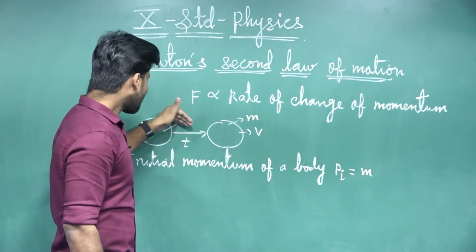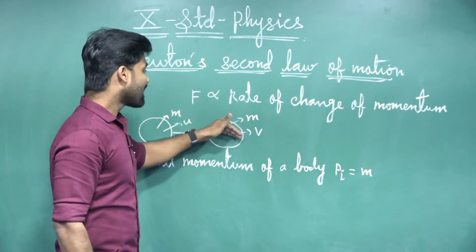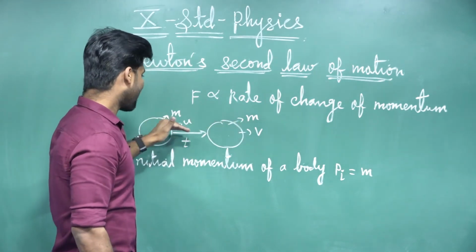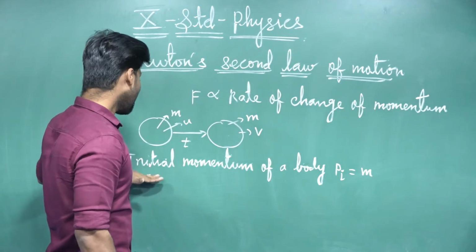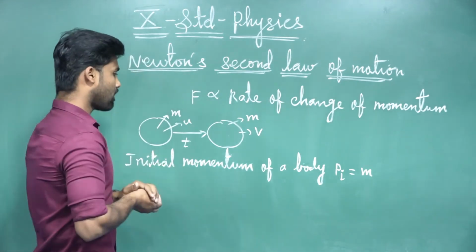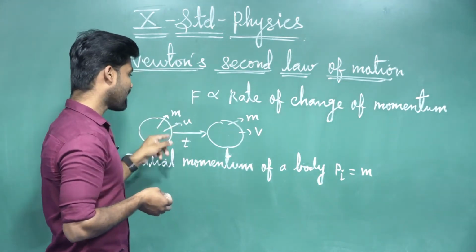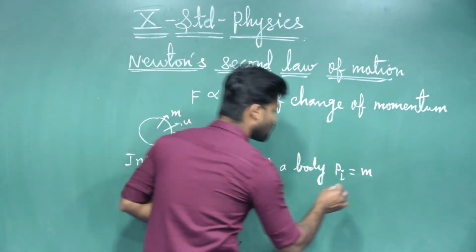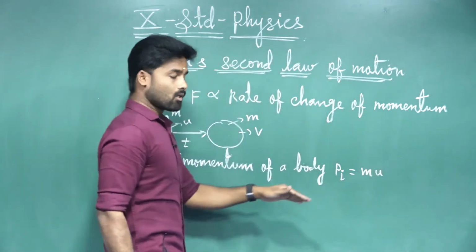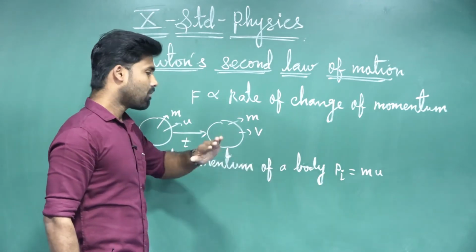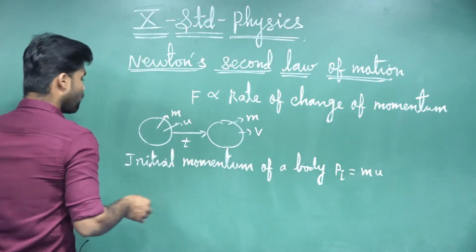Initially the velocity of the object is u, and the final velocity of the object is v. So what are we doing here? We are finding the initial momentum of an object, so we should apply the initial velocity u. So this is the initial momentum of a body or object.